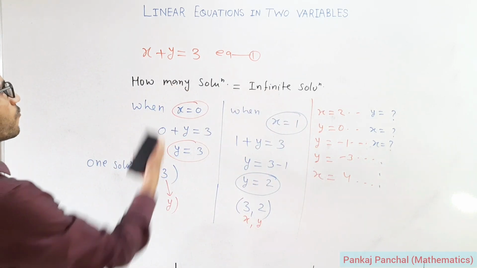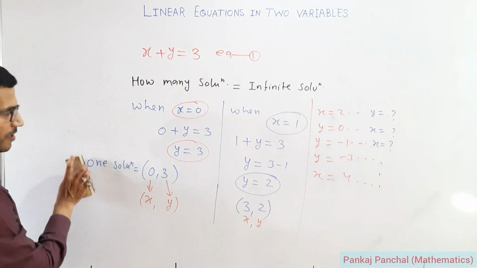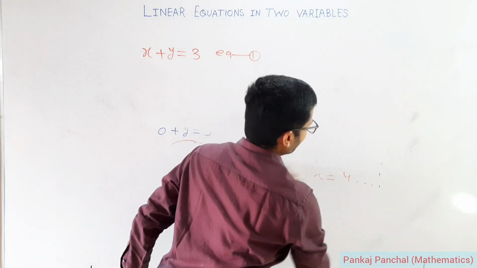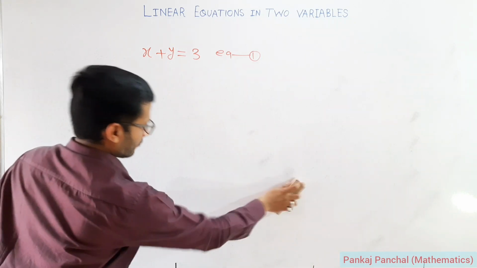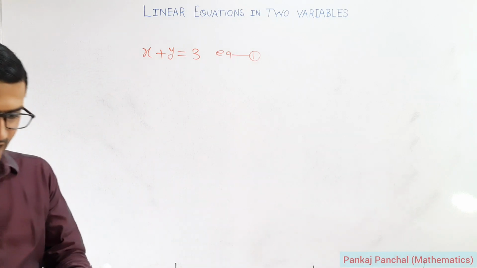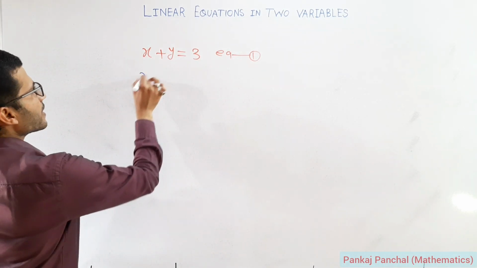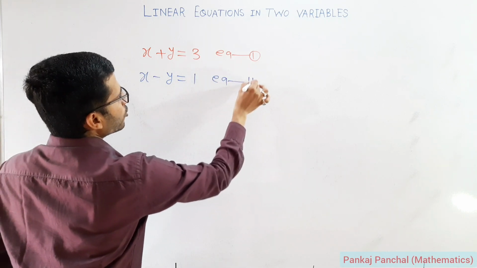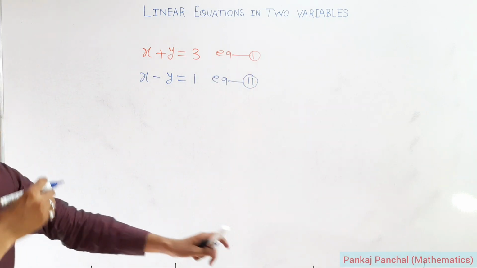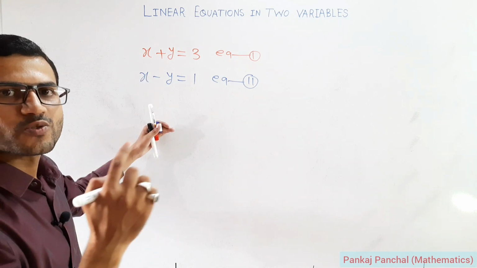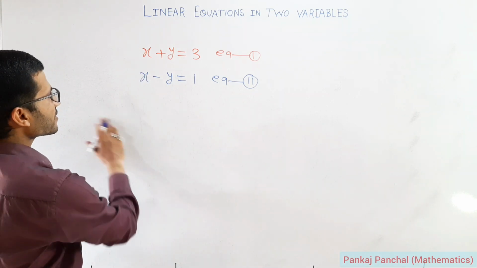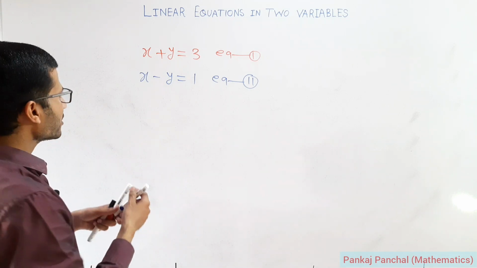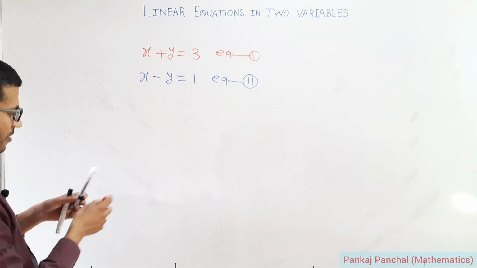Now look, when two equations are there, then what happens? Suppose one more equation is there, x minus y is equals to 1. This is equation number 2. Then only we get one solution. First we check their consistency. Consistency means whether it gives a solution or not. So that is a very important thing.